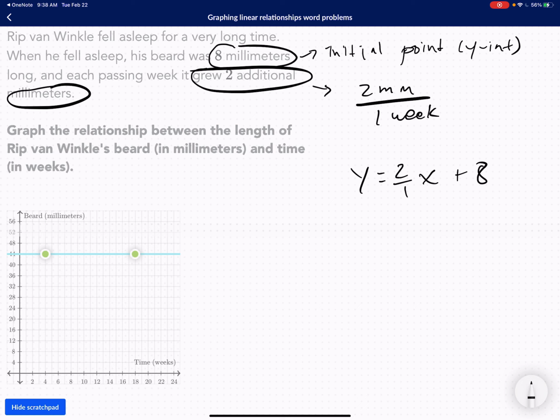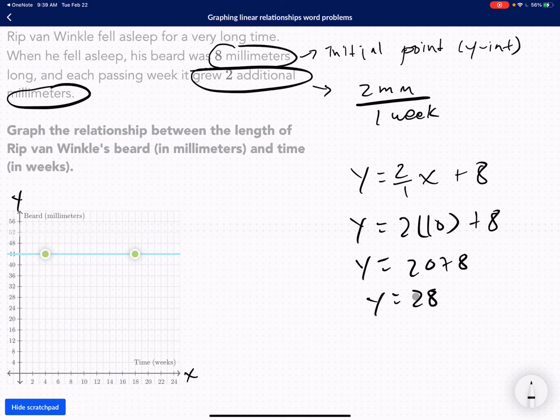So then let's go ahead and try to draw this out. So let's say in 10 weeks, so that's my x value, that's my y value. In 10 weeks, 2 over 1 is just 2, so y is equal to 20 plus 8, y is equal to 28. So the millimeters is 28 after 10 weeks.